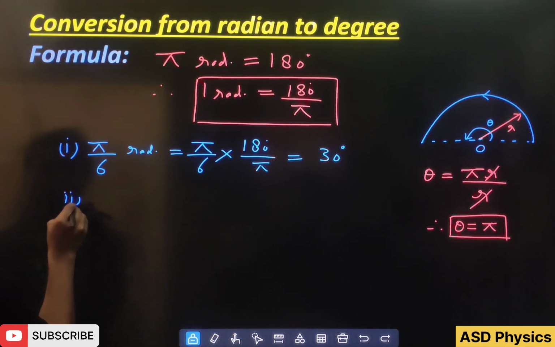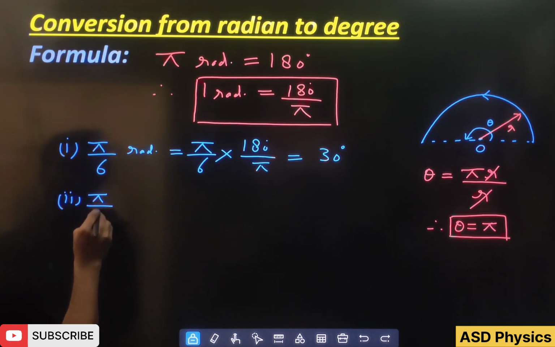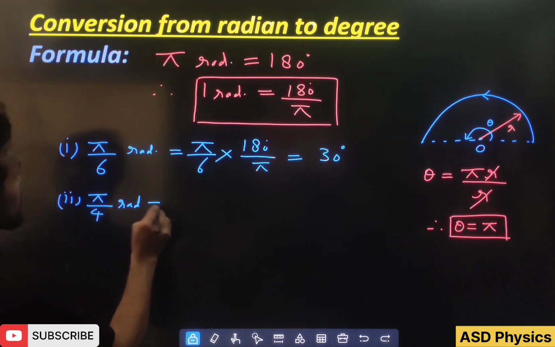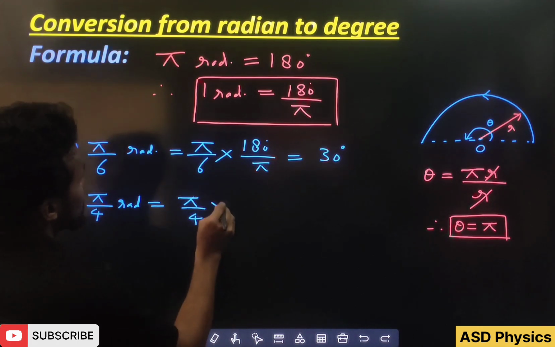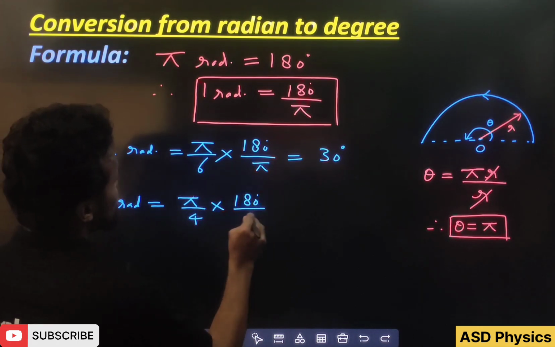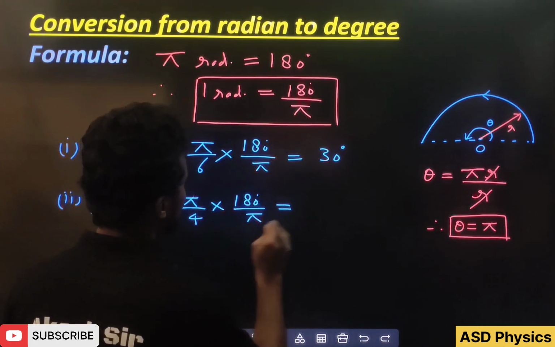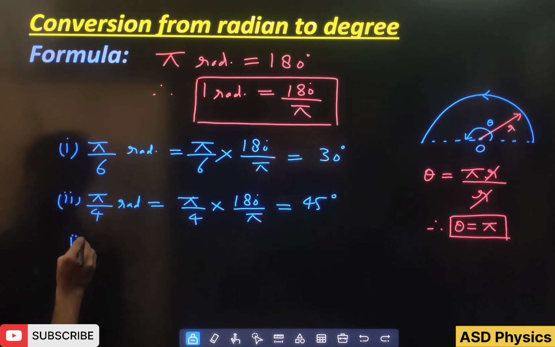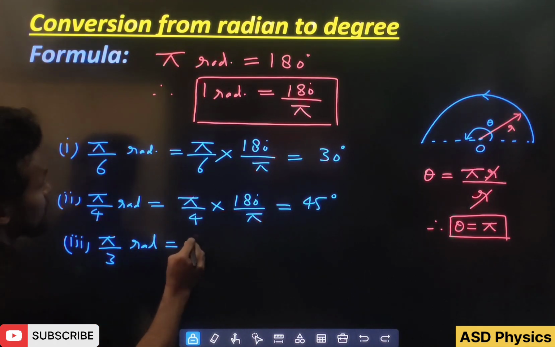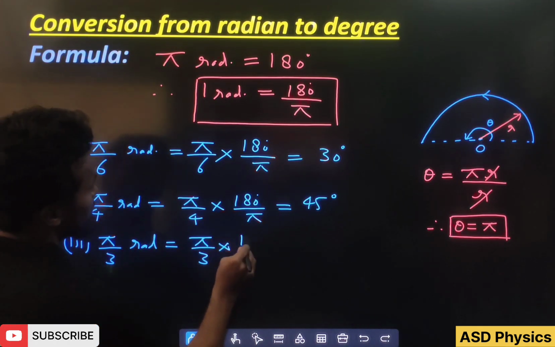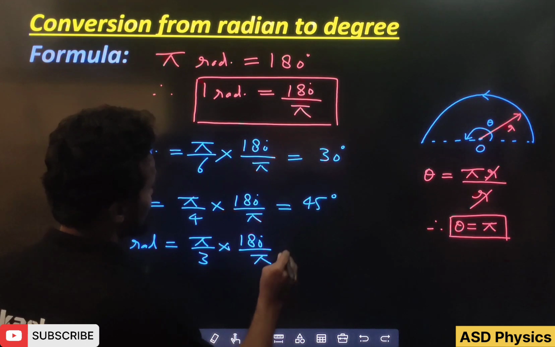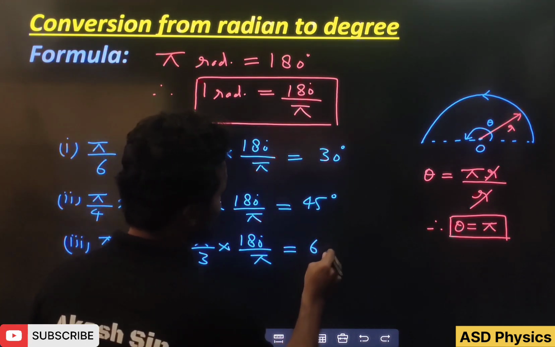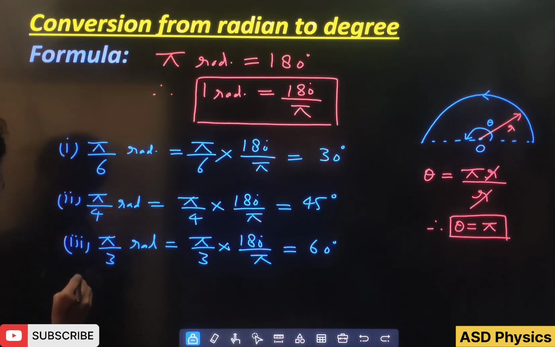Similarly, students, if I write pi by 4 radian, here also you have to just multiply with 180 degree by pi again, and when you simplify, it will come 45 degree. Third one, similarly, if I write pi by 3 radian, pi by 3 into 180 by pi, it will come 60 degree. So all these values you should remember.